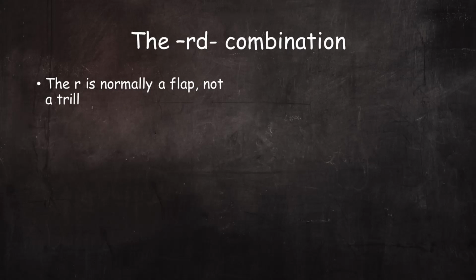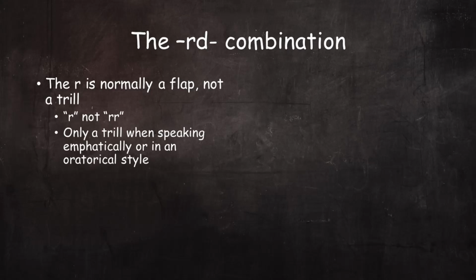In normal speech, the R in the RD combination is a simple flap. This means that the tongue taps just once, not several times. So the R is normally a single tap, not a trill. However, when speaking emphatically or with an oratorical style, native speakers sometimes trill this R.